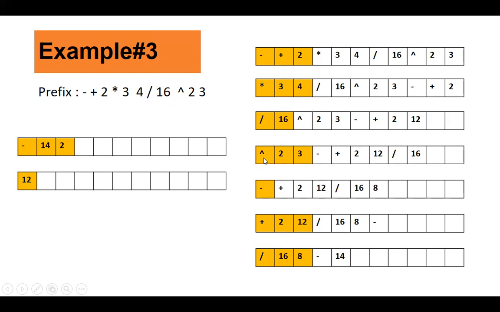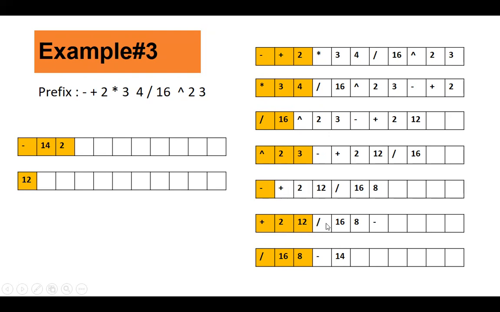Now next, front is pointing here. This is again an operator, but it is followed by two operands. Fine. So delete the operator, delete operand 1, delete operand 2, carry out the operation 2 raised to 3, that is 8, insert it at the rear. Fine. Now front is pointing here. Right. So again, this is an operator not followed by two operands. So just delete it and insert it at the rear. Now next, front is pointing here. So it is an operator but followed by two operands, right? So delete operator, delete operand 1, delete operand 2, carry out the operation of addition, that is 12 plus 2, that is 14, insert it at the rear.